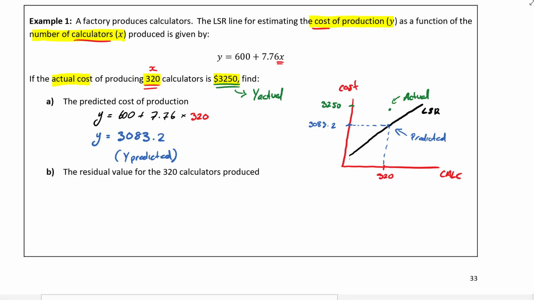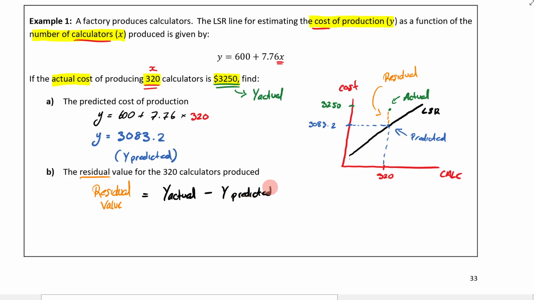Now what we're going to find is the residual. So this right here, that's what we want to find now, the residual. That's what the next question is going to be about. It says the residual value for 320 calculators produced is what? Well, to find the residual value, what do we do? The residual value is equal to, and this is just the formula that you have written down, the y actual minus the y predicted.